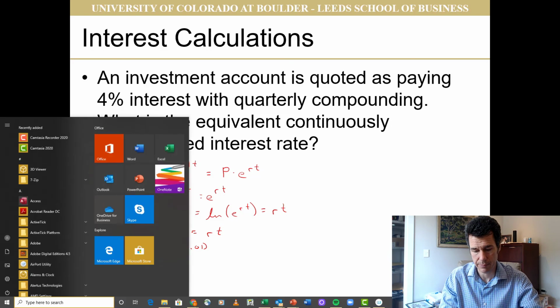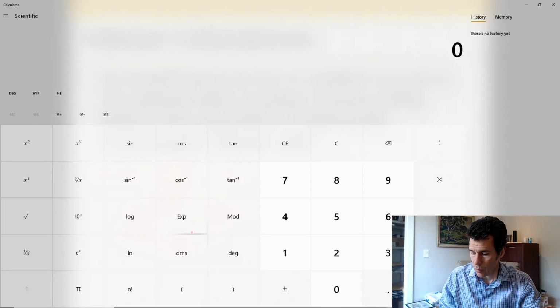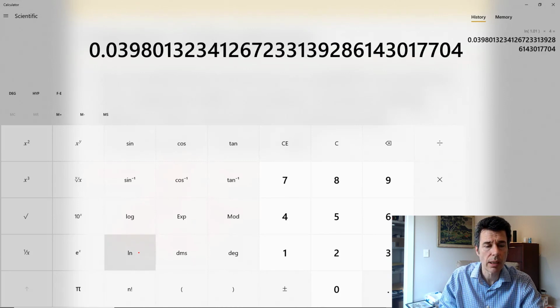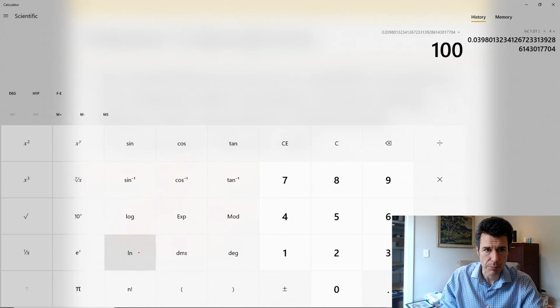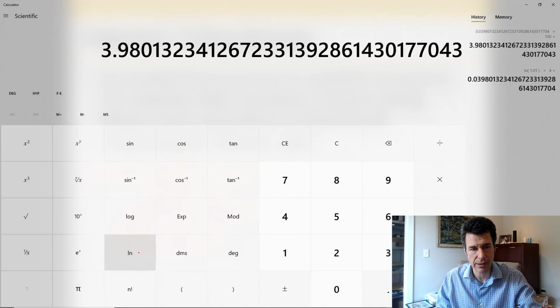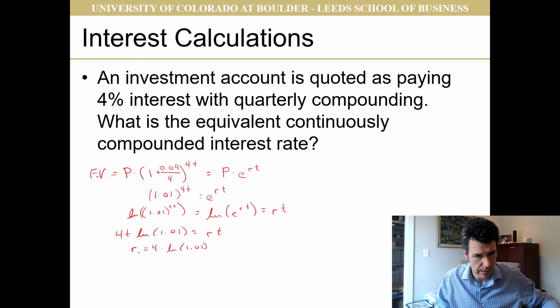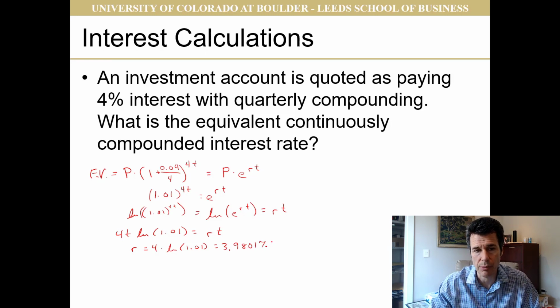I'll bring up a calculator. 1.01 natural log times 4, and I'll just multiply that by 100 to put it as a percent: 3.9801. So this rate is 3.9801%. So again, the investment account is quoted as paying 4% interest with quarterly compounding. If it had been quoted with a continuously compounded interest rate, the rate would have been 3.9801. So that's how we do interest.